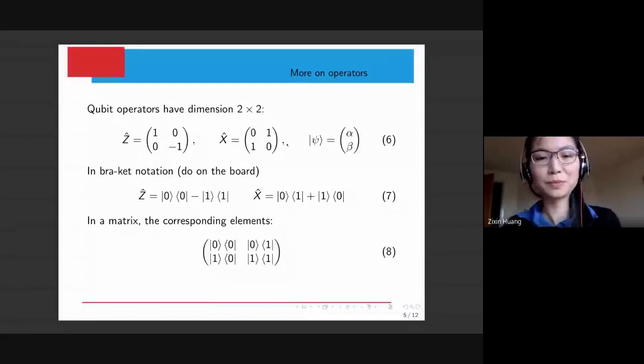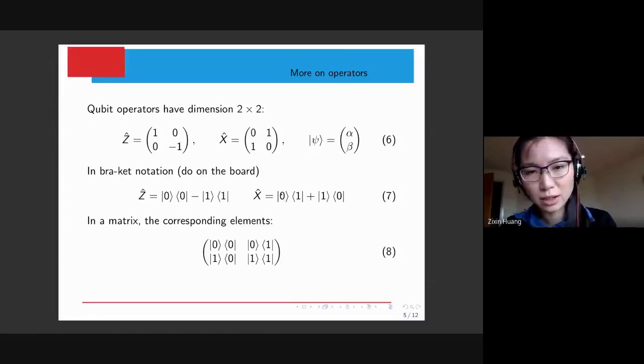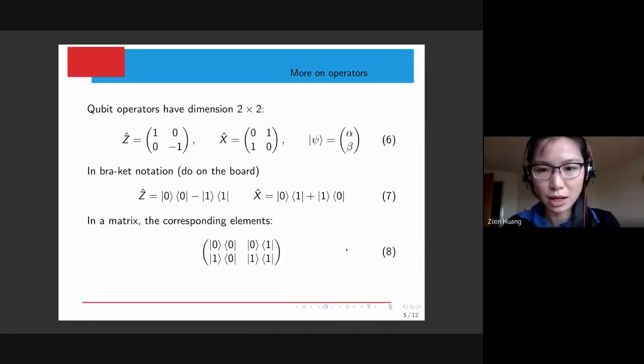So let's go back to the presentation. If I look at the Z operator, it looks like a ket 0 bra 0 minus a ket 1 bra 1, and an operator X looks like a ket 0 bra 1 plus a ket 1 bra 0. Equation number 8 is what I just did on the board.